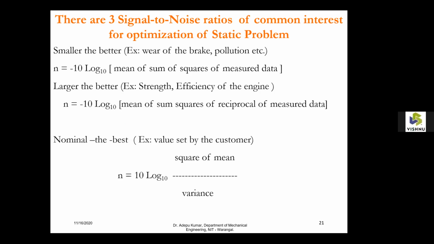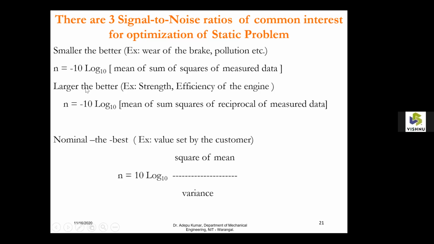The nominal the best: sometimes the customer wants a particular MRR. I don't want other types of MRR, plus or minus some deviation. In that case, you can take the performance value indirectly, you can do the process, and then you can give this certain set of parameters.